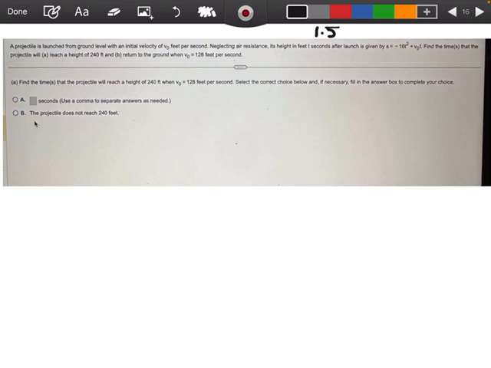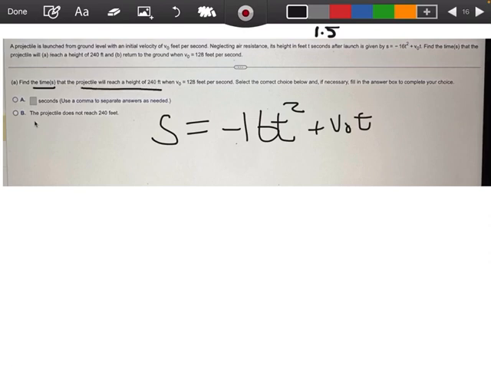It says a projectile is launched from the ground with a velocity of V0 feet per second. Neglecting air resistance, the height in feet, t seconds after launch, is given by S equals negative 16t squared plus V0 t. Part A says find the time or times when the projectile will reach a height of 240 when V0 is 128.